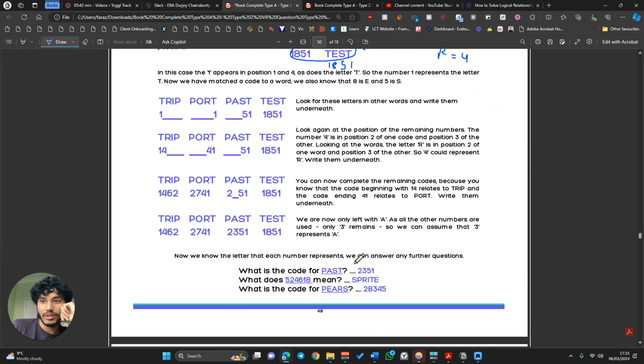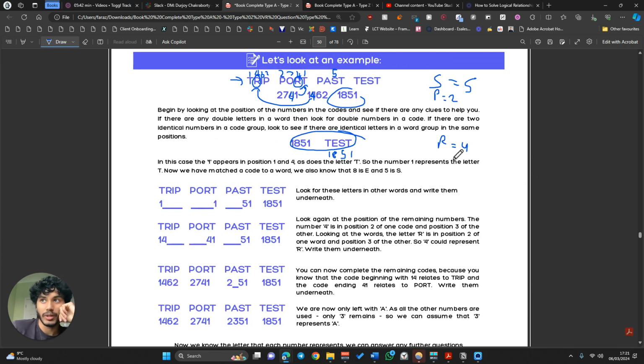Now we know what letter each number represents. We can answer any further questions. So here's the question. It says, what is the code for past? Well, we can use it from here. We know P is 2. We know A from here. Actually, we don't have an A. We've never figured out what A is. Well, we know what S is. We know S is 5. And we know T is 1. So we know it's going to be 2 something, 5, 1. So let's just rub that out.